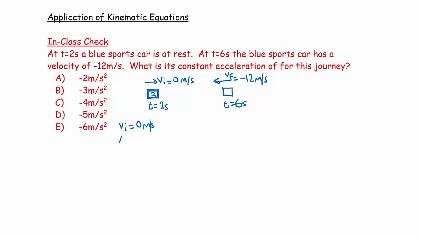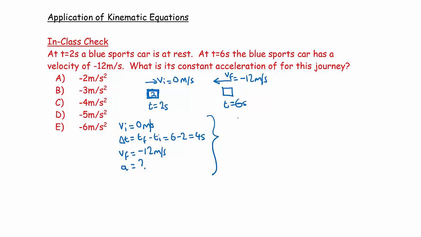Delta T is equal to T final minus T initial, which equals 6 minus 2, which equals 4 seconds. VF is equal to minus 12 meters per second. And then what's the next thing? Oh, I need the constant acceleration, A. I don't know. I find that by drawing that list, it jogs my memory.